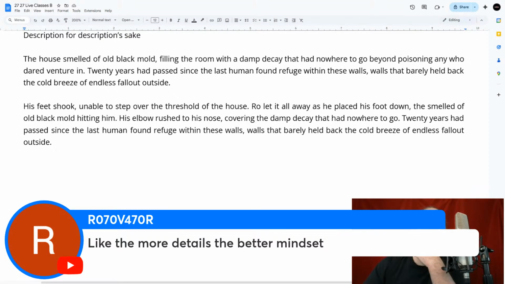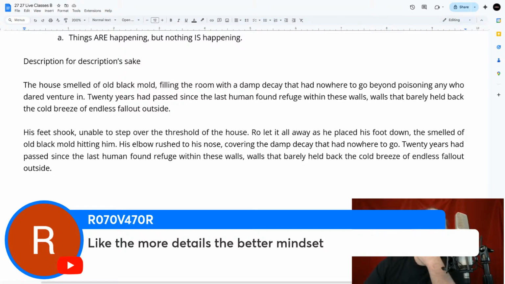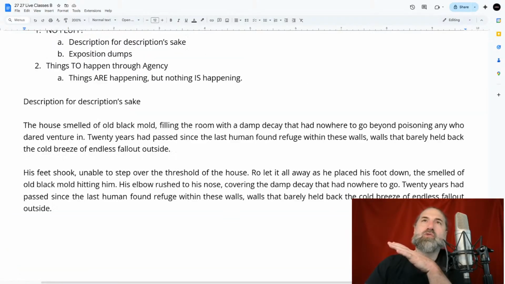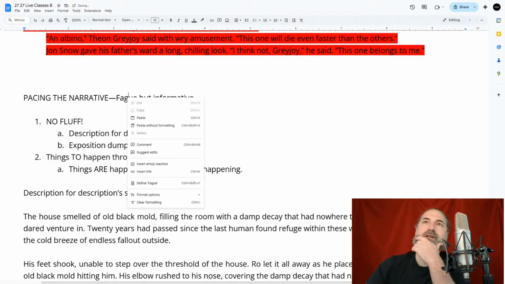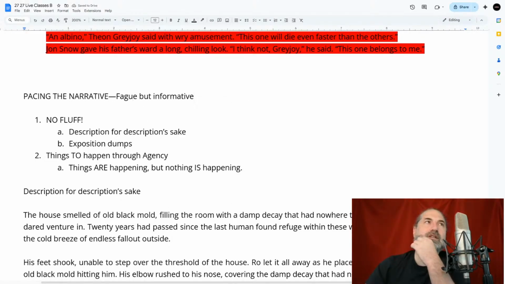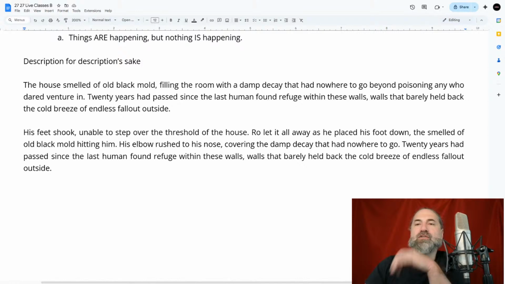Again, you can have as much detail as you want as long as it's serving a purpose, but there is going to be a certain point where it goes from having purpose to having no purpose and just becoming fluff. The real rule, the secret rule, is vague but informative. If you can be vague enough to allow questions to remain for the reader, but informative enough to have context, then that's the right amount of information.